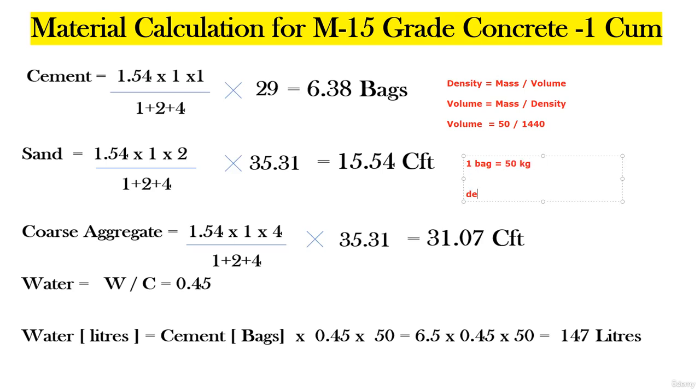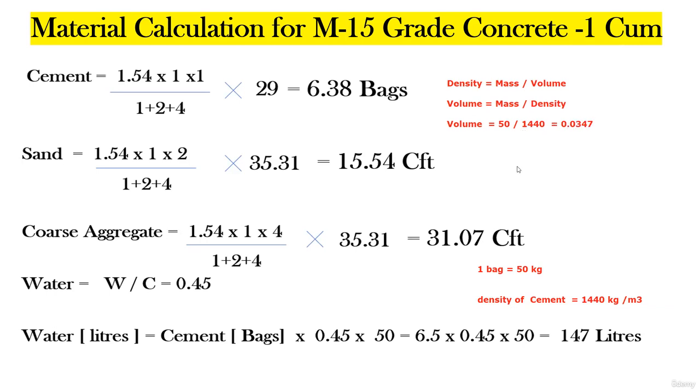And if you ask me what is the density of the cement, I can say density of cement is 1440 kg per cubic meter. Okay, kg per cubic meter. This is understood? Great. So try to do this calculation, you'll get the same answer I told earlier. If you do 50 divided by 1440, it will be 0.0347.